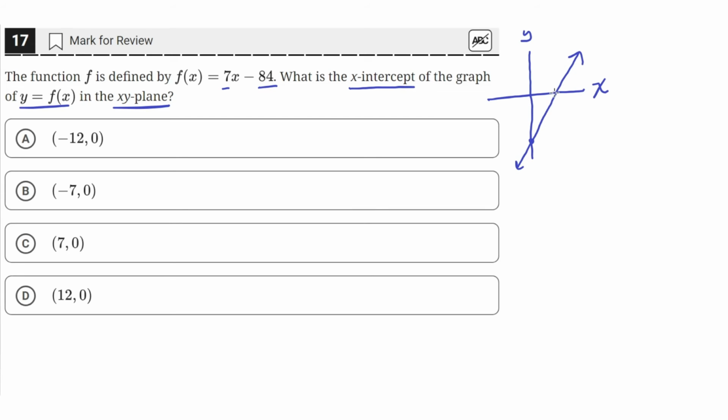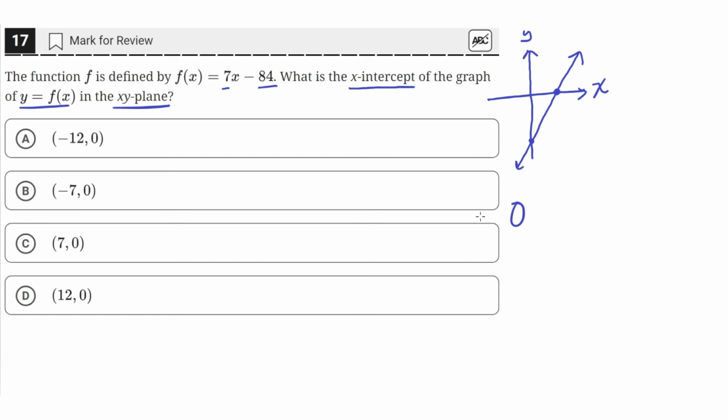And we need to find the x-intercept, which is where the line crosses the x-axis. And we need to know the x value of that, so the x-coordinate of the point where it crosses the x-axis. These are the axes. So the x-intercept occurs always when the y value is 0. And we have this function here, so we can just plug in 0 for y, or f of x, and solve for the value of x when y is 0.